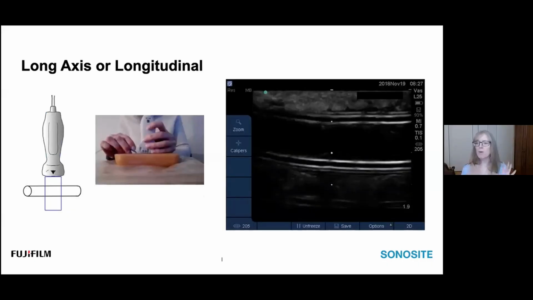What I have here is more explanation related to a long axis or longitudinal view using an ultrasound probe. I took the image from the previous slide, I have it on the left, and in the middle I have our lovely Sonosite model showing us how she holds the probe longitudinally. She's got the cannula, the needle, in her right hand, and in her left hand she's holding the probe, and that's how she holds it to get a longitudinal view.